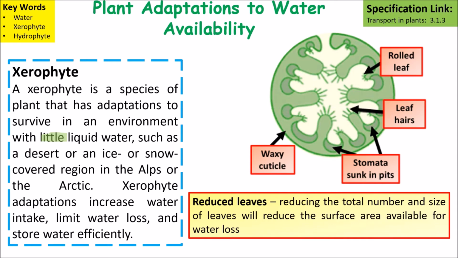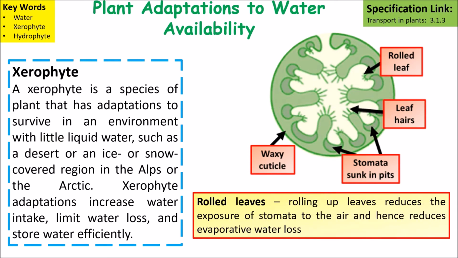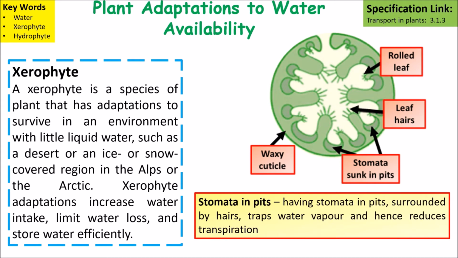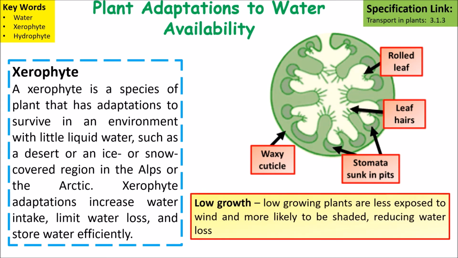Like we've said, they can have reduced leaves, they can have rolled leaves, they can have a thick waxy cuticle, their stomata can be in pits, they can have a low growth rate, so low growing plants are less exposed to the winds and more likely to be in shaded areas, so reducing water loss.